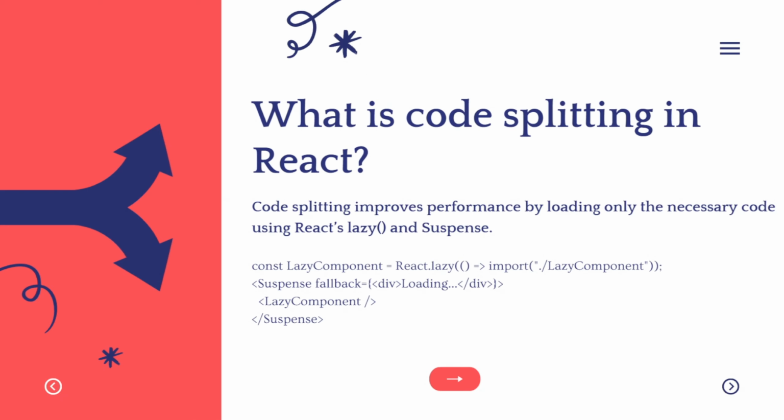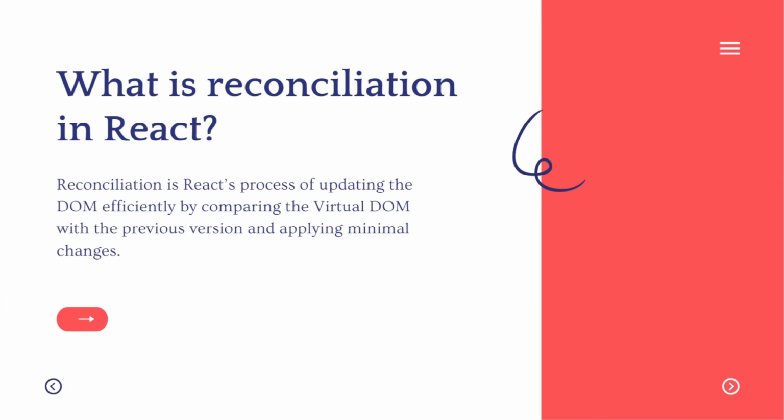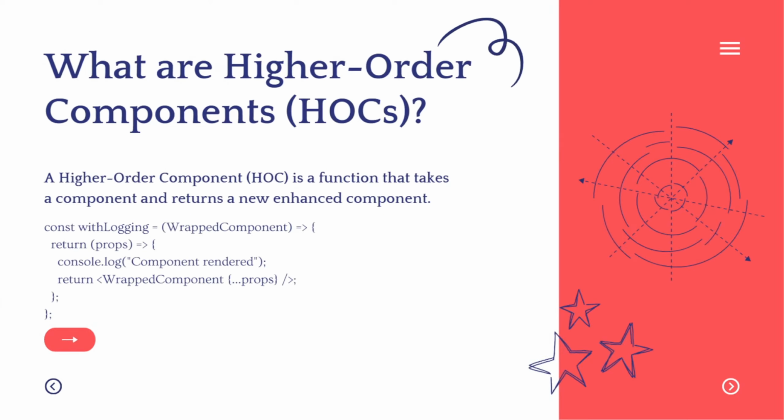Question 14. What is code splitting in React? Code splitting improves performance by loading only the necessary code using React's lazy and Suspense. Question 15. What is reconciliation in React? Reconciliation is React's process of updating the DOM efficiently by comparing the virtual DOM with the previous version and applying minimal changes.